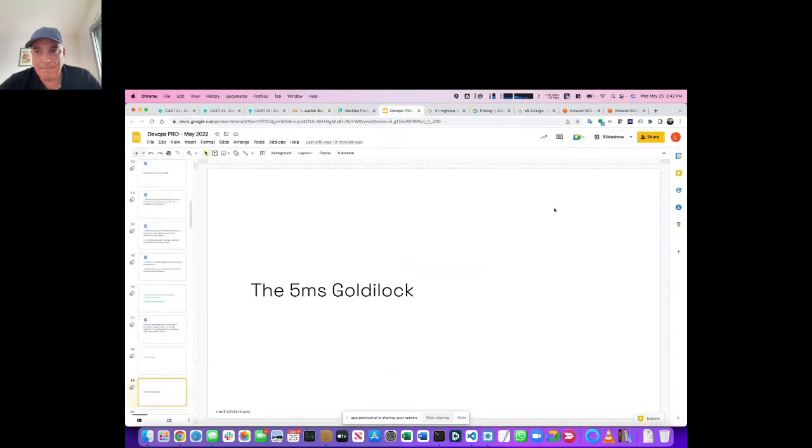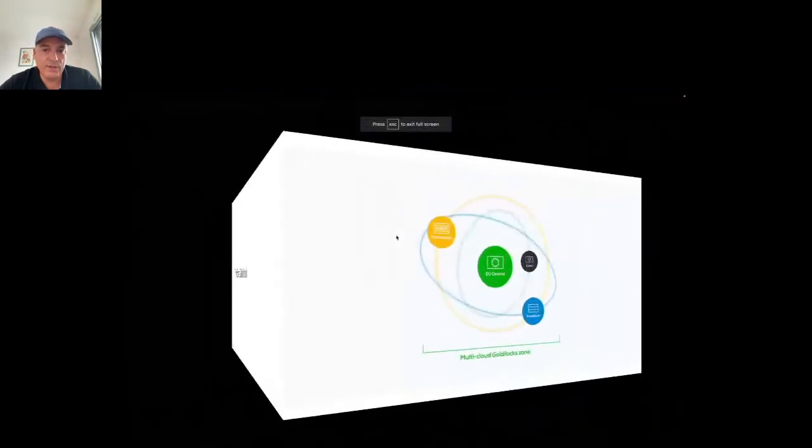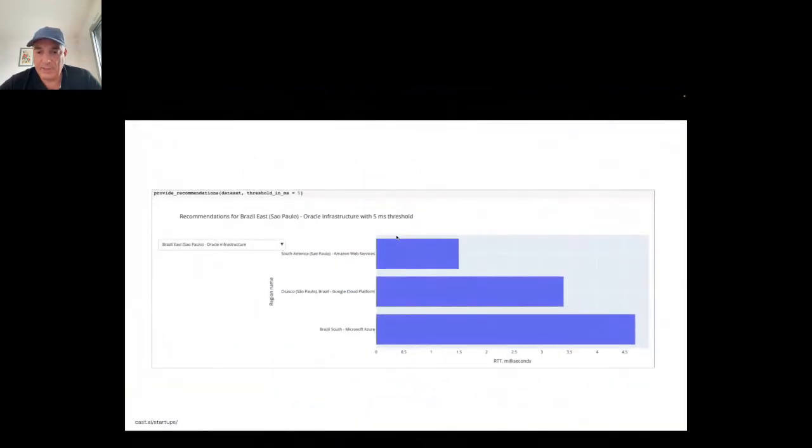So we did this study for the 5 millisecond Goldilocks. We did it all over the world. This is another example. This is Brazil. This is Oracle Cloud. Brazil is within 5 milliseconds of Amazon, Google, and Azure, which means all 3 are within 5 milliseconds of each other, and including Oracle Cloud, in this case in Sao Paulo.